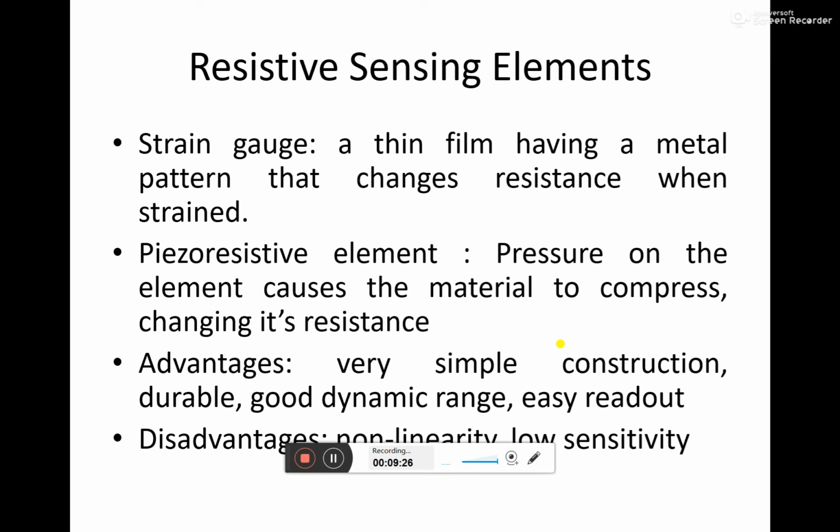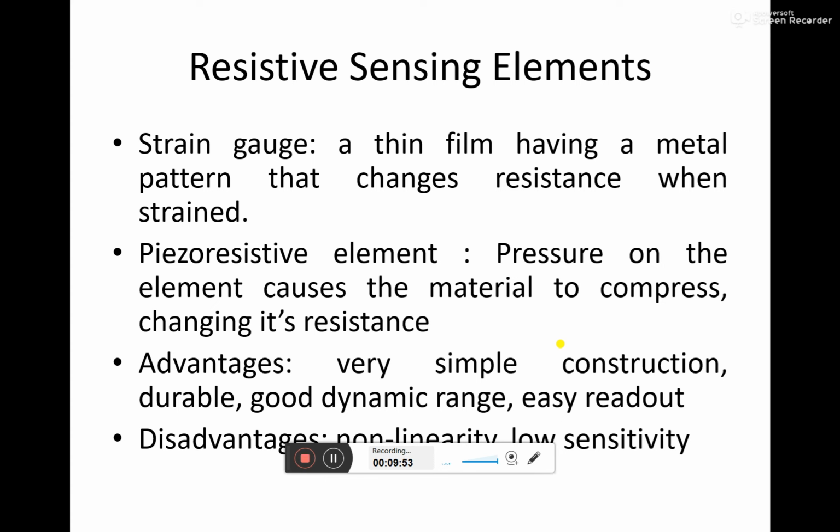One other resistive sensing element, different from elastomers, is the strain gauge. It is a thin film having a metal pattern that changes its resistance whenever it is strained, that is, whenever it is deformed. There is a change in the resistance value in the case of strain gauges, or we can also use piezoresistive materials.